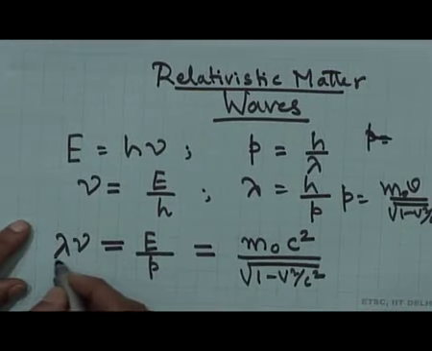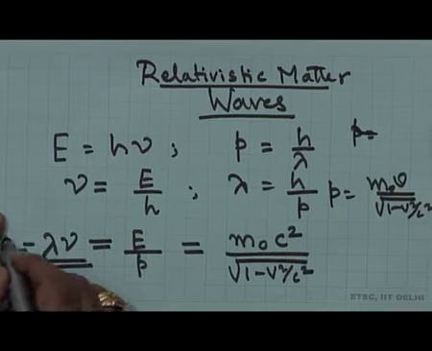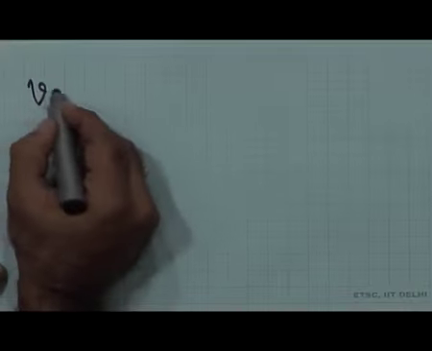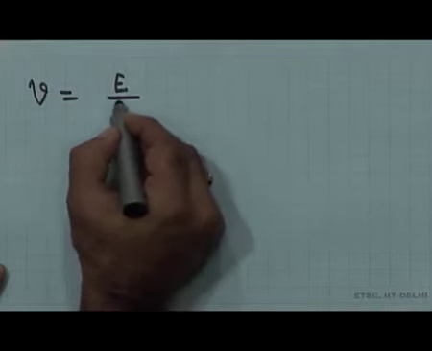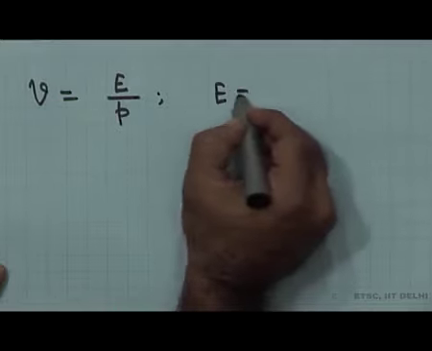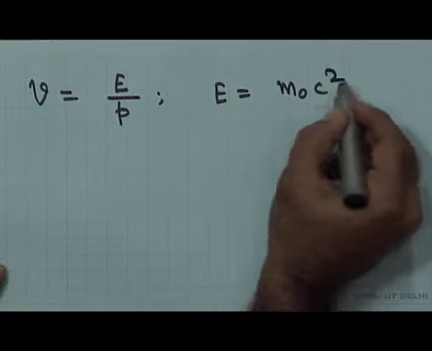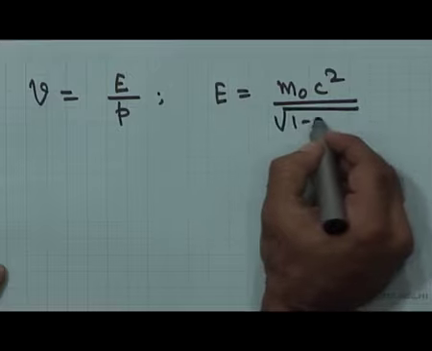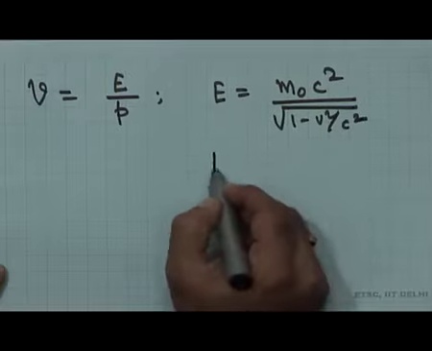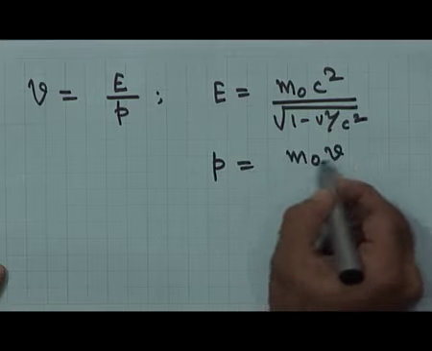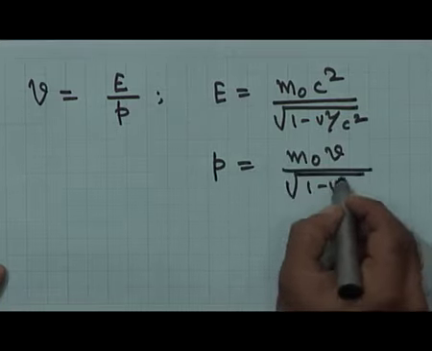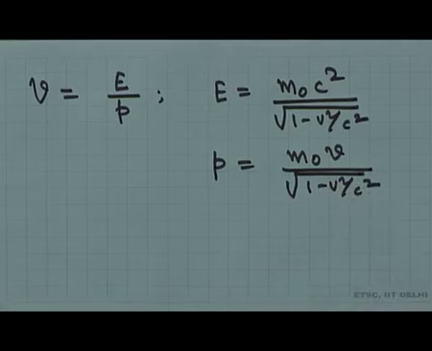My lambda nu is given by E by p, which is the velocity. So I have corrected myself here. So I am going to substitute for E by p. And what are we saying? We are saying E equal to m naught c squared over root of 1 minus v squared by c squared, and p is equal to m naught v over root of 1 minus v squared by c squared. Of course, I am not writing any vectorial sign at this particular point because I am assuming that all the particles are moving in the same direction. We do not have to worry about that.